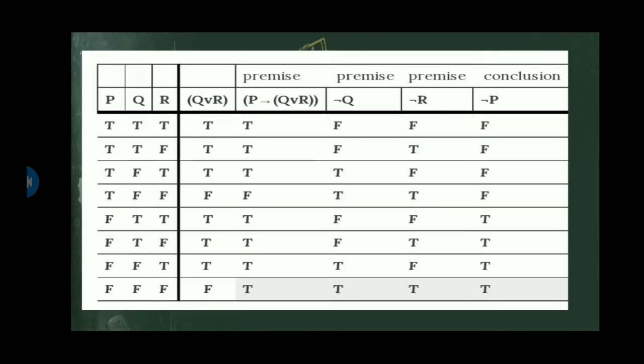So in this kind of situation, in which all the premises are true, the conclusion is also true. That is, the premises are all true only in the last row. For that row, the conclusion is of course true. So this is a valid argument.